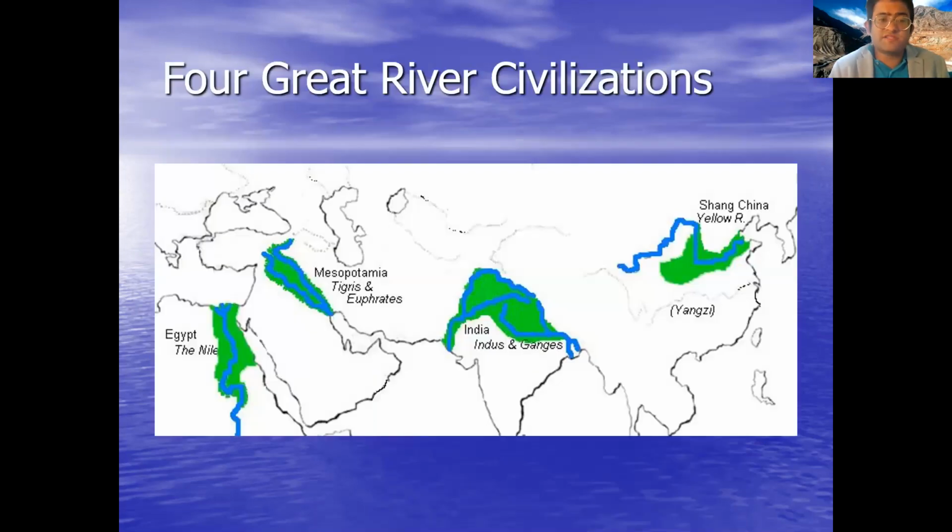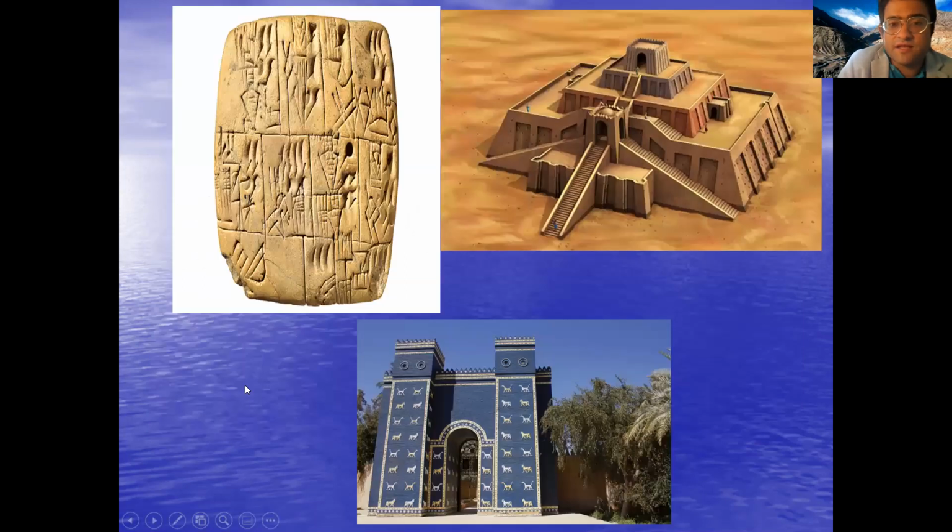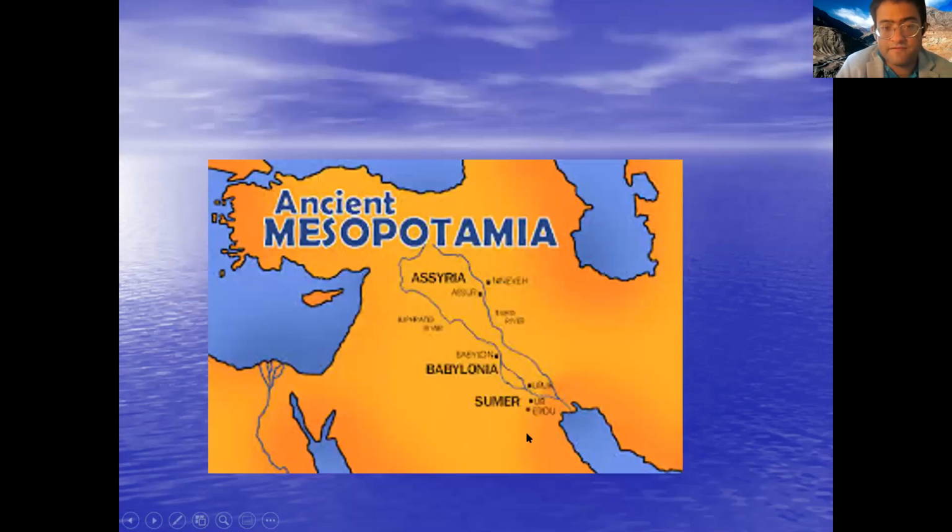When we talk about our ancient ancestors, we talk about 4 great river valley civilizations. These are, well, let's take a look here. This is the river valley civilization found in Mesopotamia, the land between 2 rivers, the Tigris and the Euphrates. These are images of ancient Mesopotamia, including the gates of Babylon. Again, we can see here the Tigris and the Euphrates, roughly in modern day Iraq and parts of Syria.